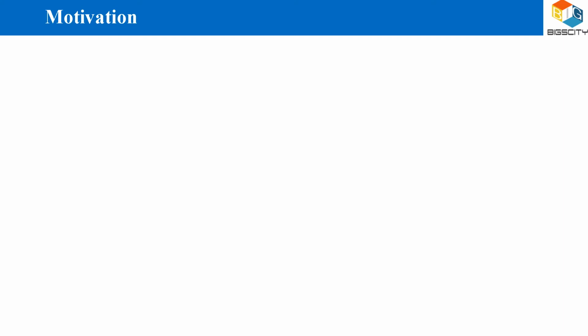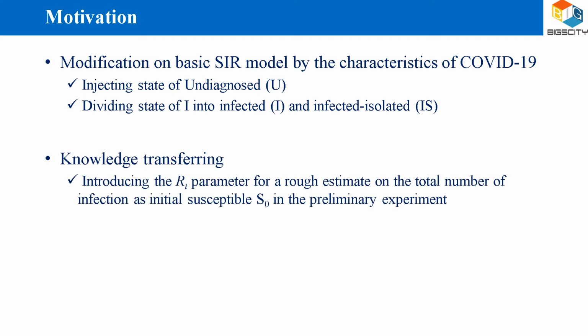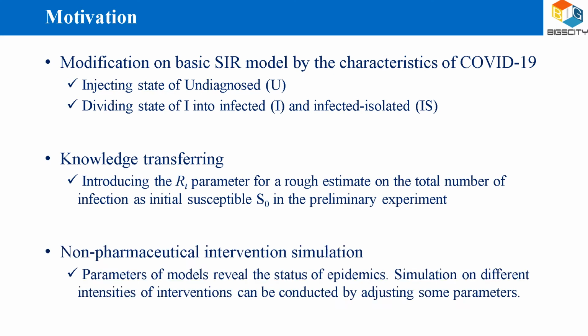Our motivation toward this problem is as follows. First, we modify the SIR model based on the characteristics of COVID-19 transmission. Second, we estimate the initial susceptible by adapting the domain knowledge of the effective reproduction number and its relationship with the environment. Third, based on the modified model, we can simulate the effect of interventions by adjusting some of the parameters.